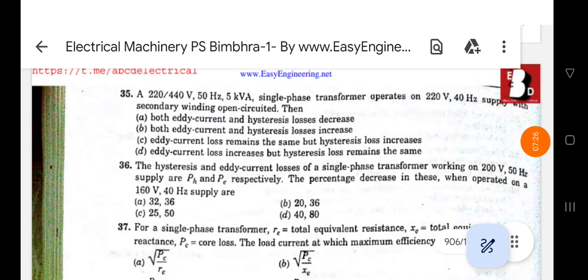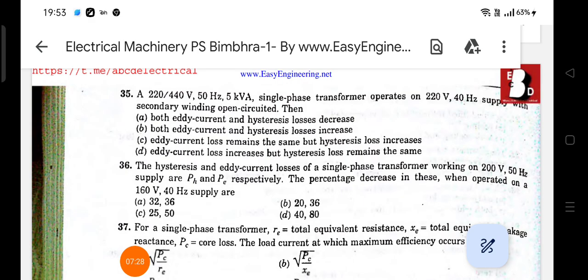That means from the given options, both hysteresis and eddy current loss decreasing is not correct. Second option, both eddy current and hysteresis losses increase, that is also not correct. Next, third option, eddy current loss remains constant, right? Eddy current loss is directly proportional to voltage square. That means this is correct. But hysteresis loss increases when frequency reduces, right? That means for the 35th question, C is correct.